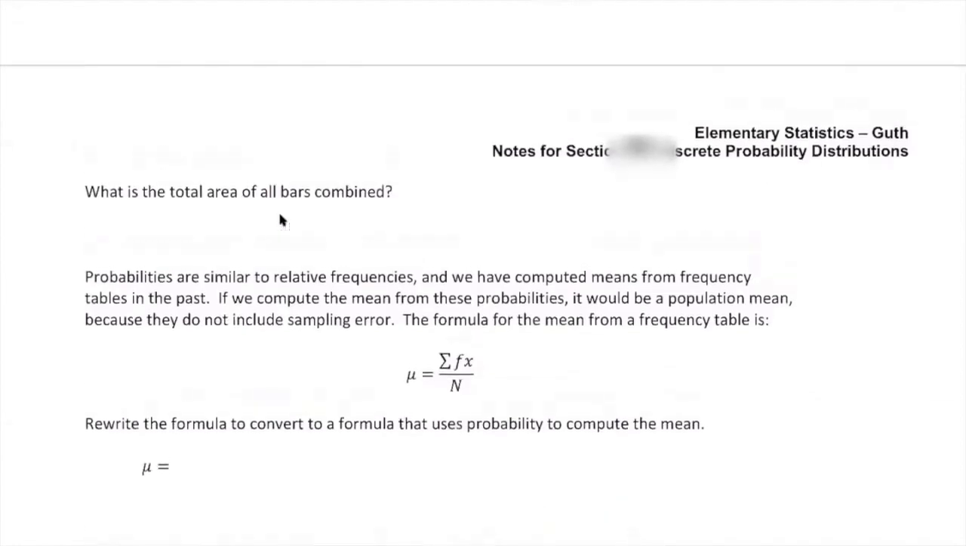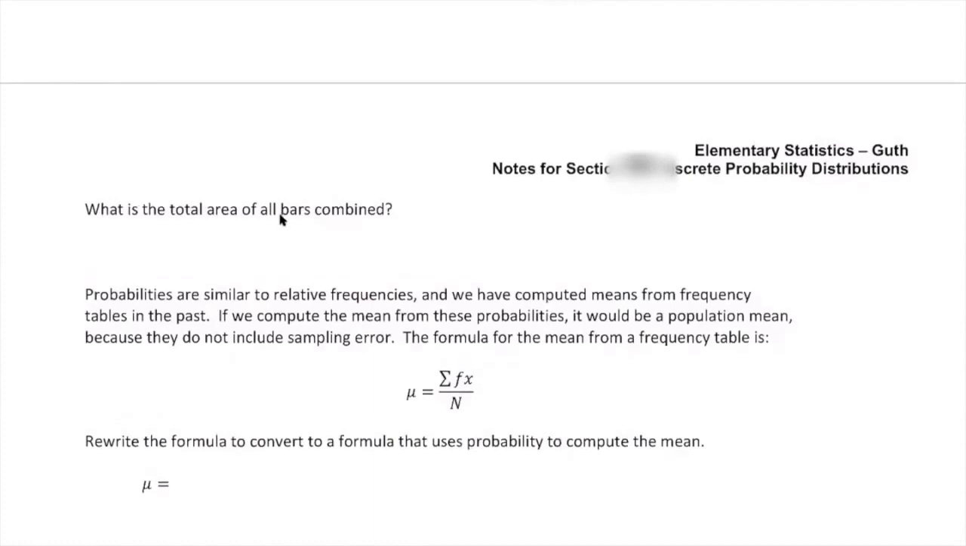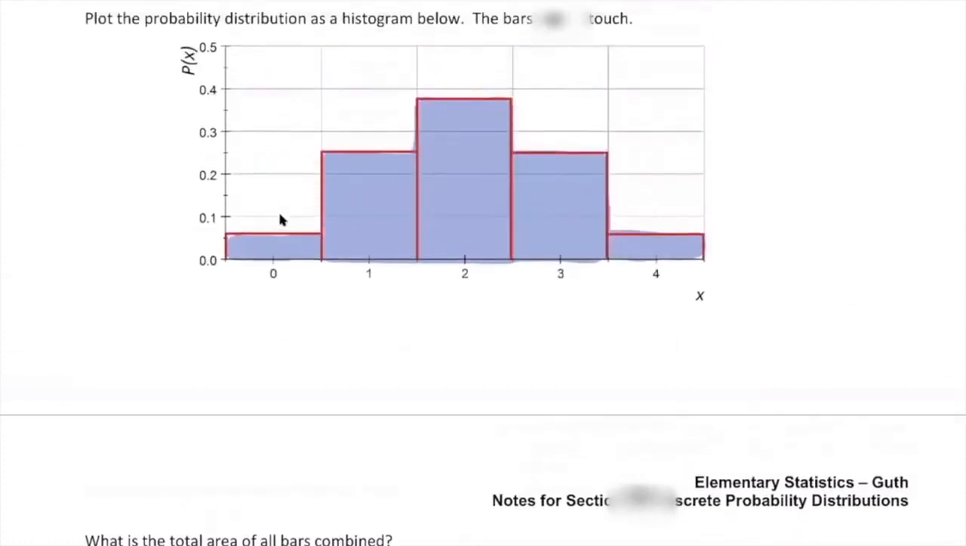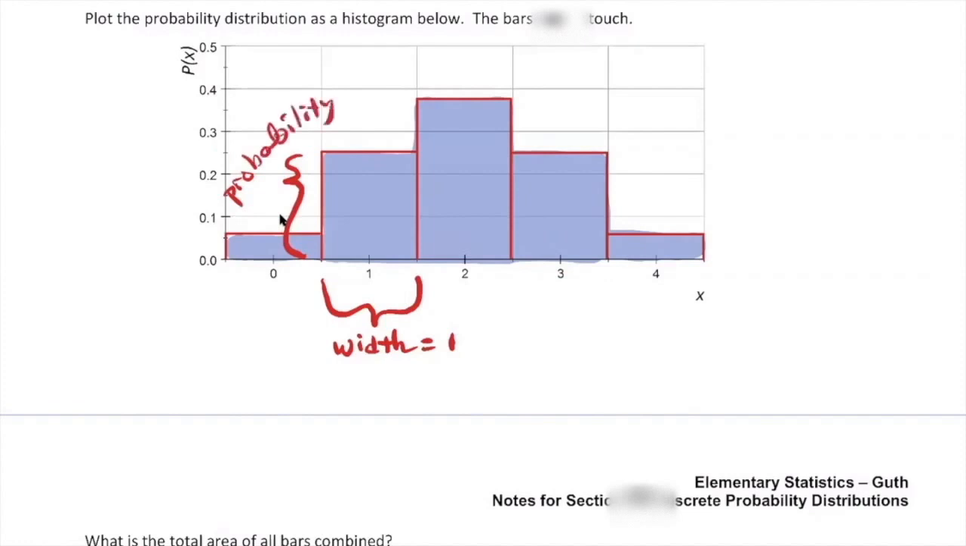There's a question here about the total area of all the bars. So if you look at all these bars, they have a base, and I'm going to erase these notes, but the width of each bar is 1. And the height of the bar is the probability. Okay, so when you do the base times the height, that's just 1 times the probability. So the area of the bar is the probability of the corresponding event.